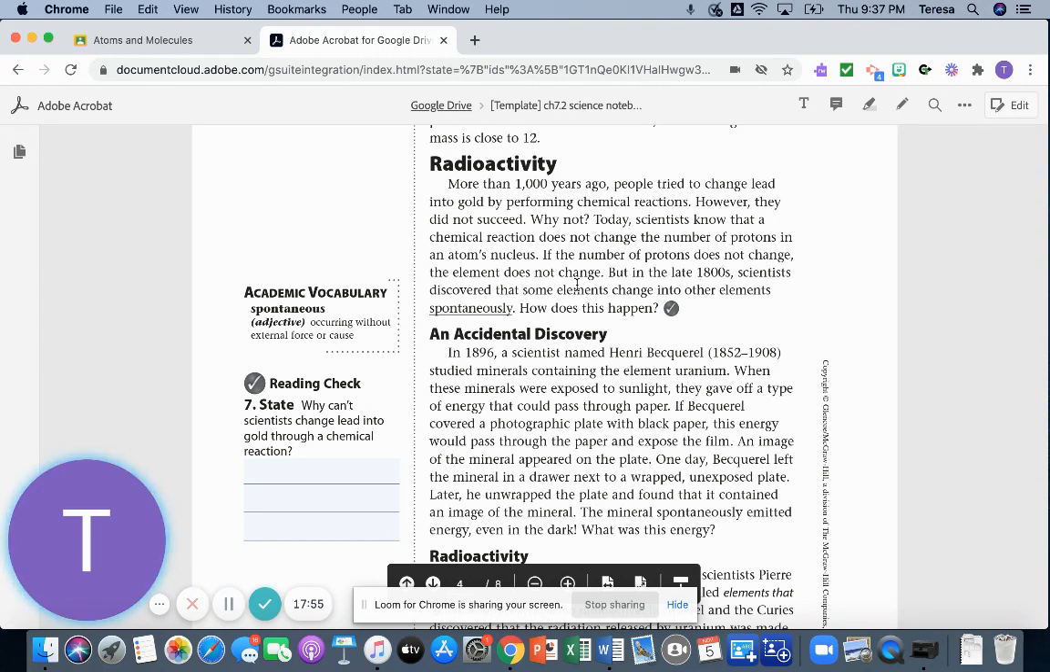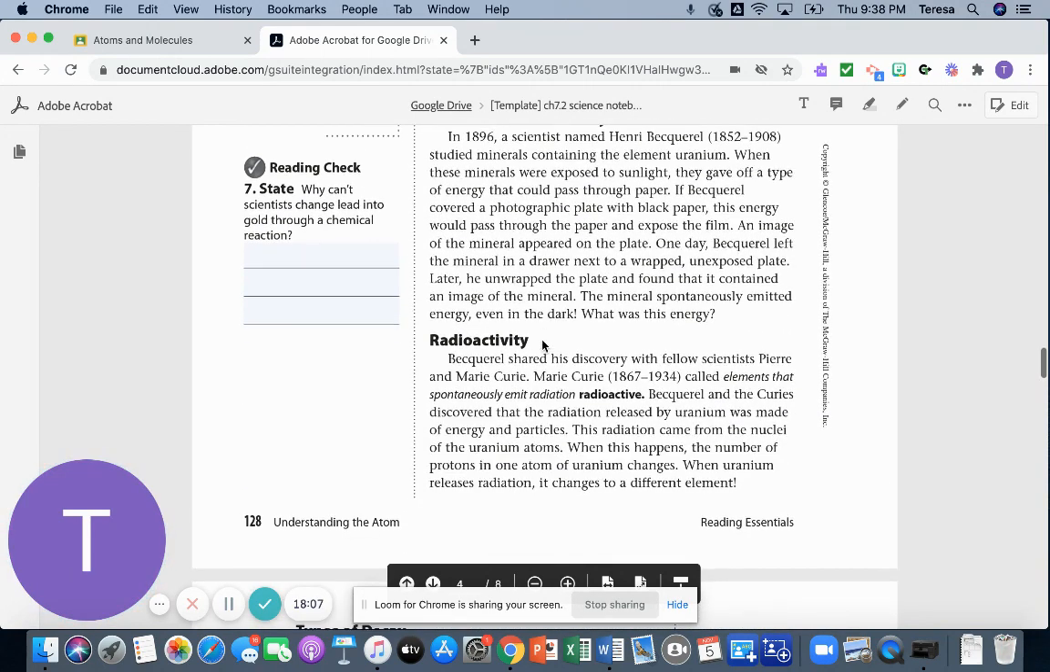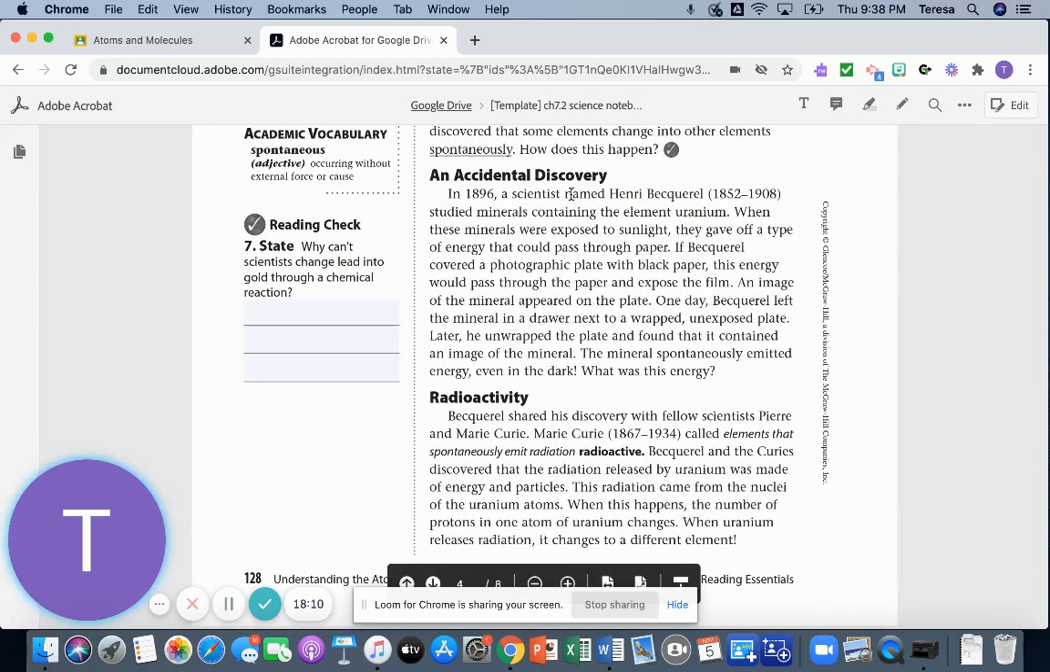But in the late 1800s, scientists discovered that some elements change into others spontaneously. How does this happen? Spontaneously means occurring without any external force. An accidental discovery. In 1896, a scientist named Henri Becquerel studied minerals containing uranium. When these minerals were exposed to sunlight, they gave off a type of energy that could pass through paper. If Becquerel covered the photographic plate with black paper, this energy would pass through the paper and expose the film. Essentially, that meant that it was acting like an X-ray.